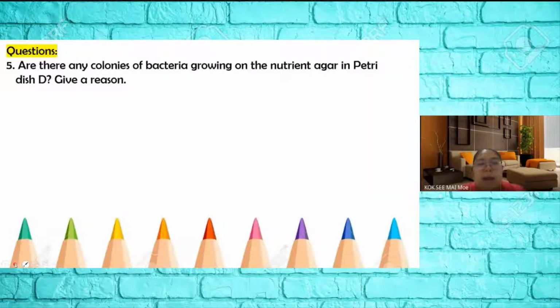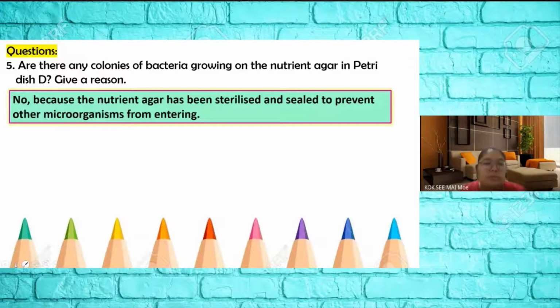Are there any colonies or bacteria growing on the nutrient agar in the pantry dish D? Just now we said already, we do the comparison, is it? Now you tell me pantry D has nothing, is it? Just now we said no, is it? Then you give the reason. No, because the nutrient agar has been sterilized at high temperature already. After that, you straightaway seal it. Then you prevent other microorganisms from entering.